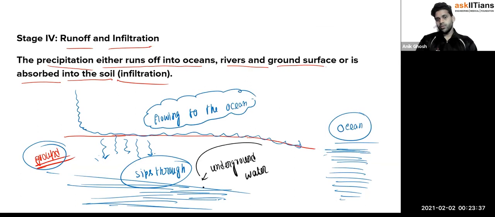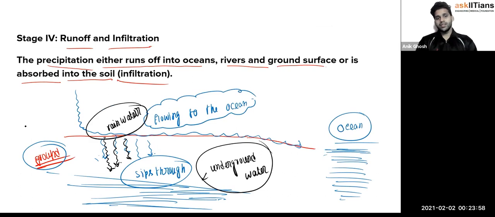This is the water that we use with the help of tube wells, or with the help of wells, all these things. Okay, this process through which the rainwater goes to the underground water, we call this process infiltration.